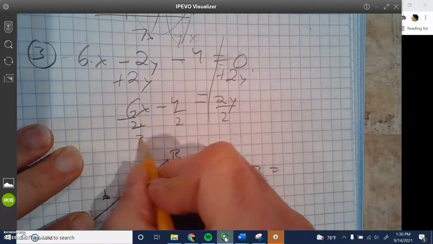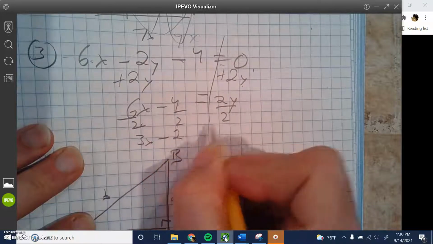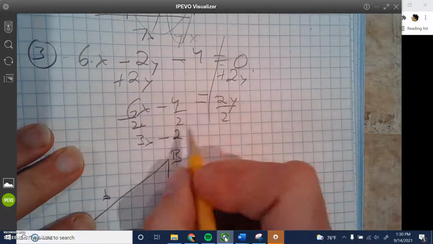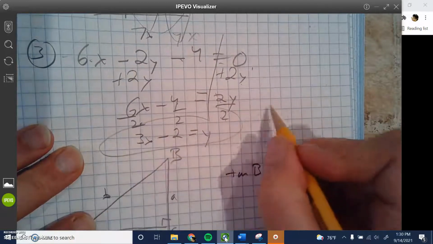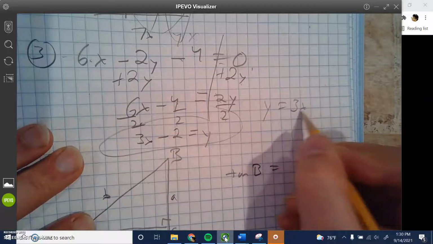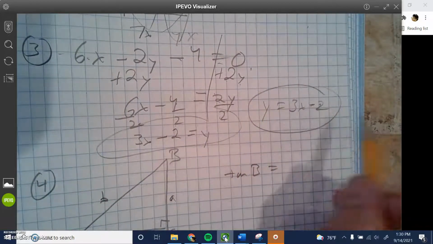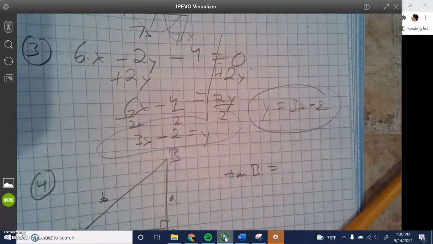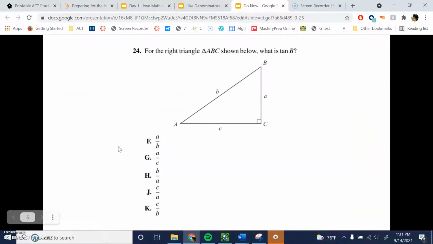6x divided by 2 is 3x. Negative 4 divided by 2 is negative 2. And 2 divided by 2 is 1. 1 times y is just y. Of course, you can rewrite it that way. If you did it another way, that's cool, but I just want to show you a way that may be a little bit faster, more efficient. So y equals 3x minus 2. That's H. Nice.